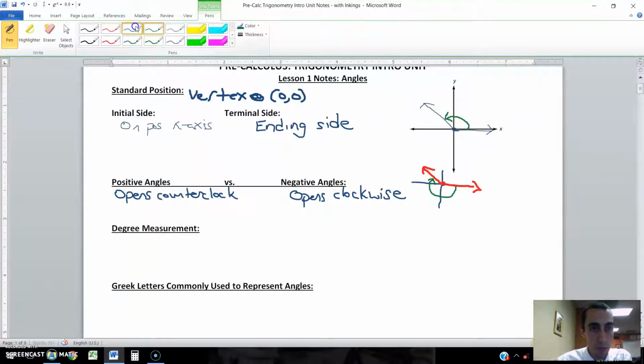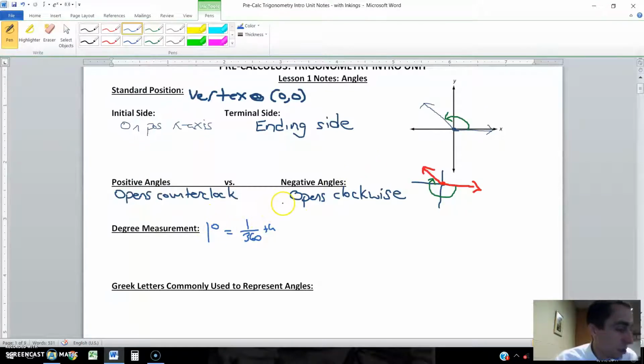Alright, next up. In terms of degree measurement, 1 degree is the same as 1/360th of a revolution, of a rotation in a circular fashion. And so, this angle that we've got up here in the upper right, it's a little more than a quarter of a rotation, and a quarter of a rotation would be 90 degrees. So it's probably going to be about 130 degrees or thereabout.